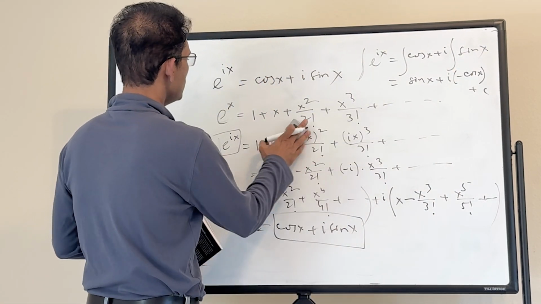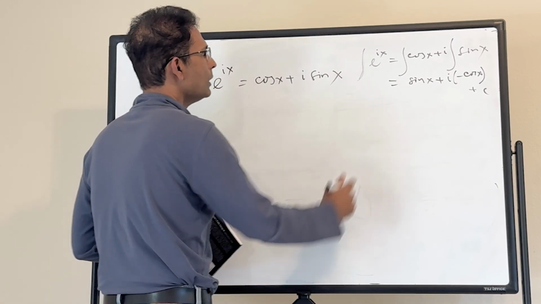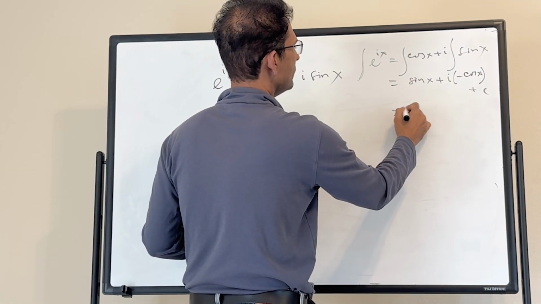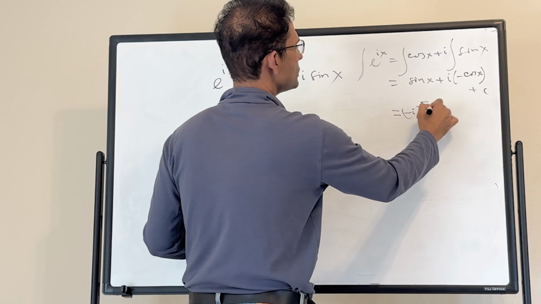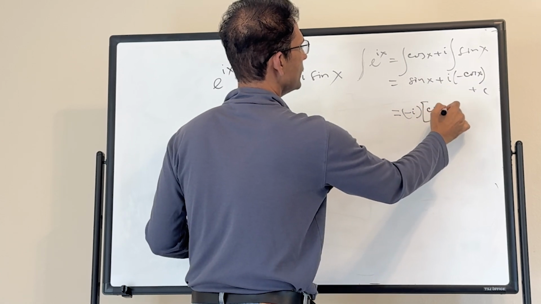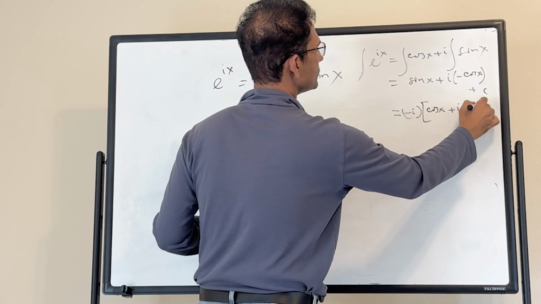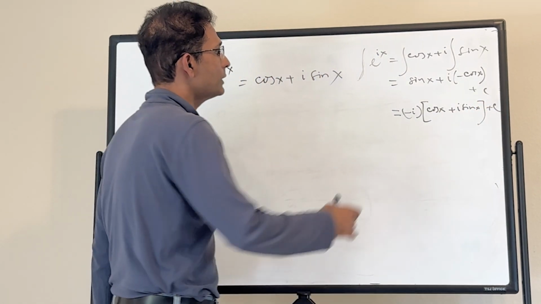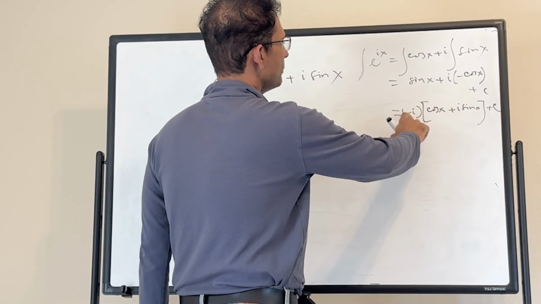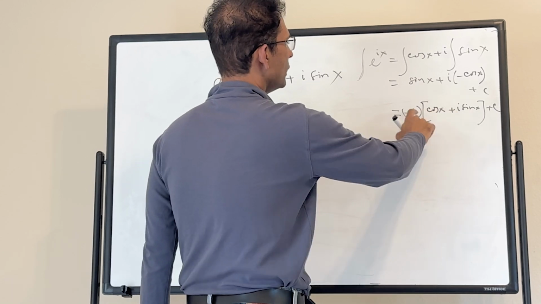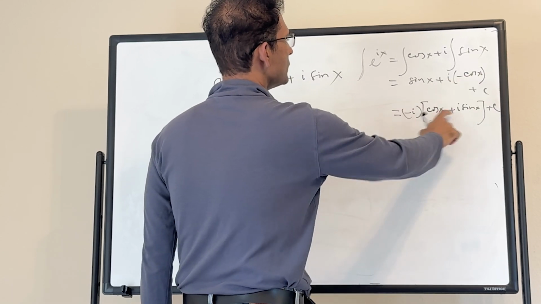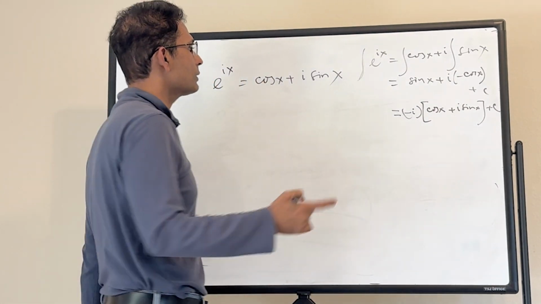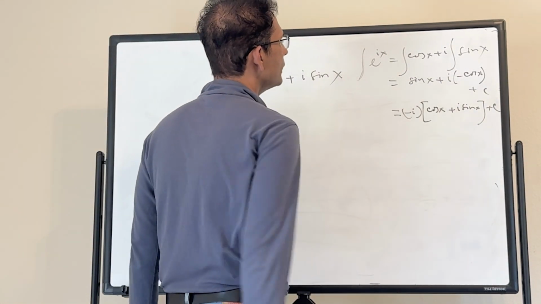So this is equal to what? You can take minus i as the common factor between the two, and then you will have minus i times cosine x plus i sine x, plus a constant. How do I know that this is true? Let's just multiply minus i to these two terms. The first term gives you that, and the second term you have i times i, which is i squared, which is minus 1, times minus 1 is plus 1, so you get that.